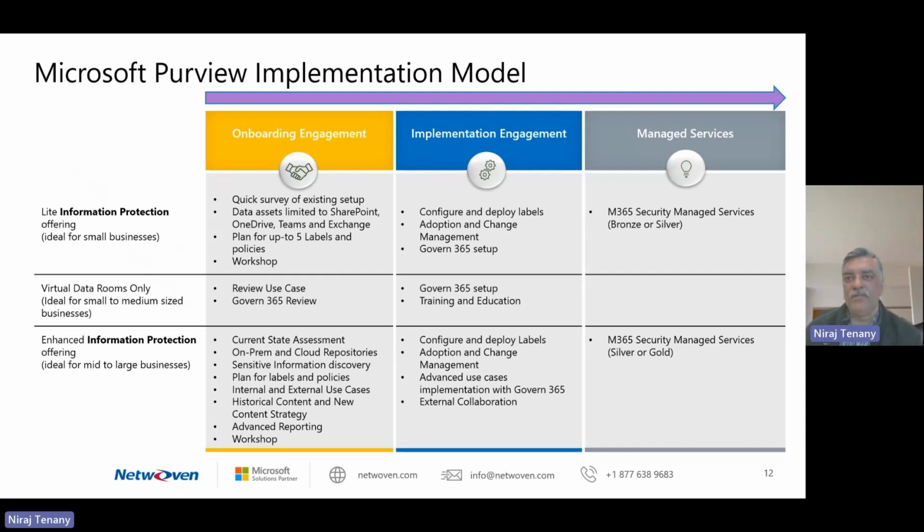And once you're done with your implementation, you can certainly take advantage of managed services. Managed services essentially provide you a way to deliver end user experience and to help solve your problems on an ongoing basis. Although managed services is not required, some organizations use our services and some just use their own IT services to help support the software. So that's the Purview implementation model.